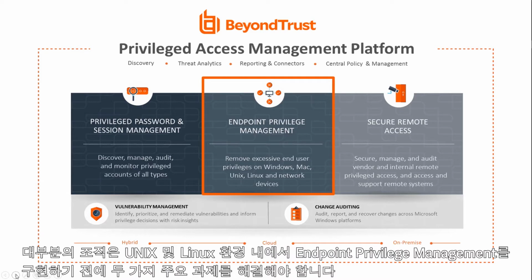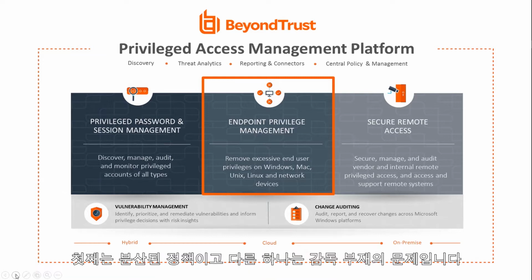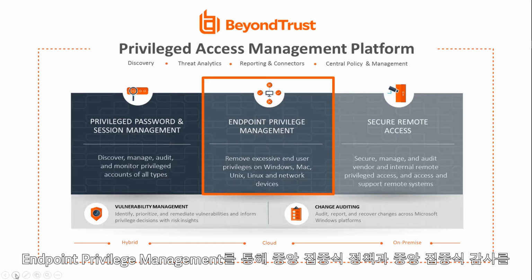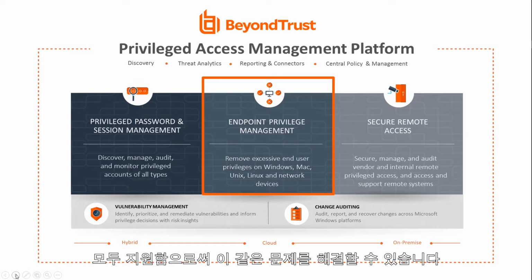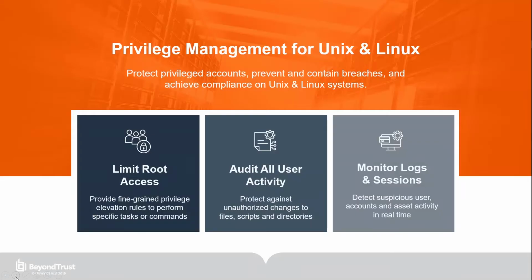Prior to implementing endpoint privilege management within Unix and Linux environments, most organizations struggle with two major challenges. The first is a distributed policy, and the other is a lack of oversight. With endpoint privilege management, you can solve those problems by allowing for both centralized policy and centralized auditing of what people have done with privileges.